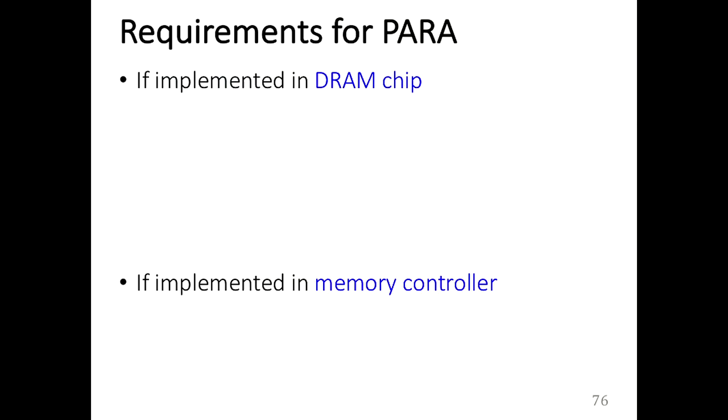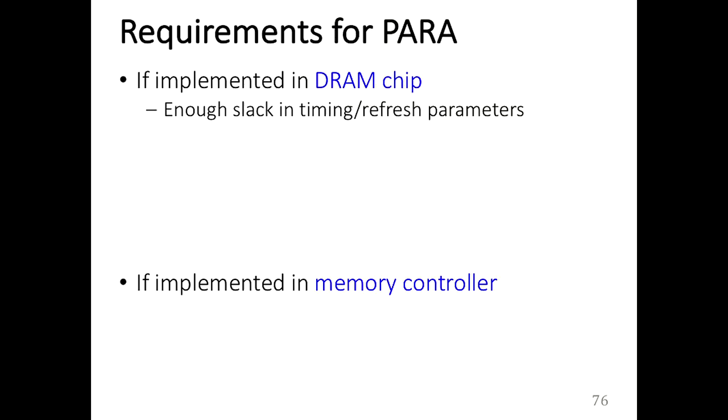Okay. So how do you actually implement this? Even a solution like this is not implementable today, actually. You need to change something in the system. You can change something in the DRAM chip, or you can change something in the DRAM controller, the memory controller, as the paper you're reading discusses. Let's talk about the DRAM chip first. So the idea is whenever you do an access, you want to activate an adjacent row. How do you do that without disturbing anything else in the system?